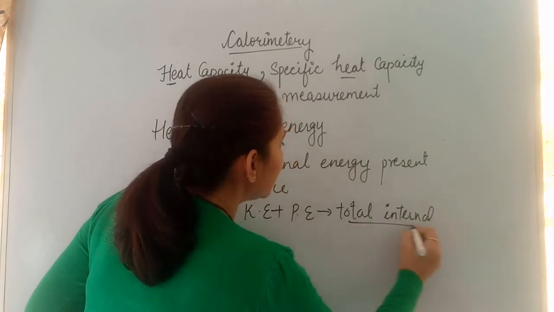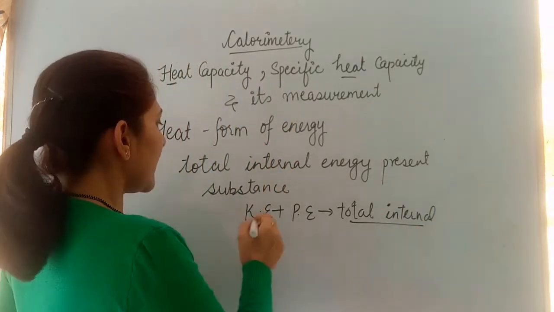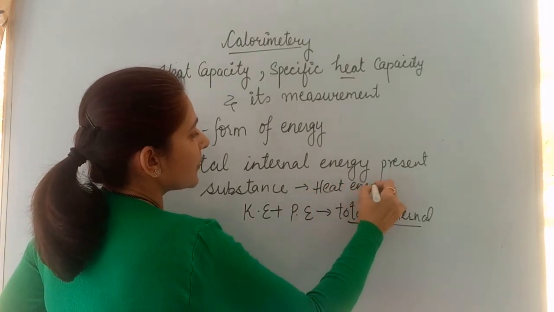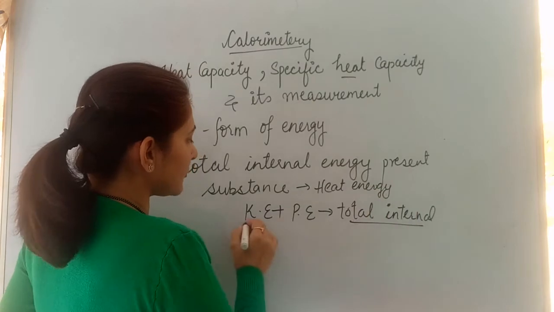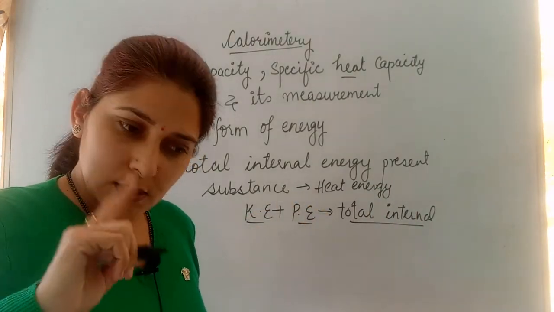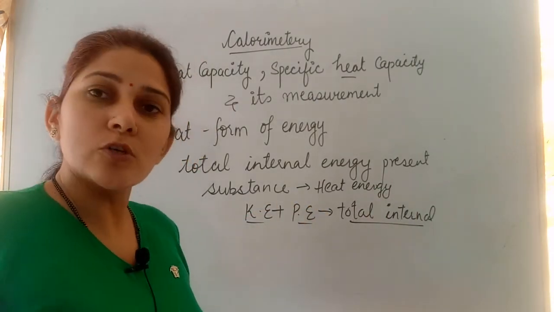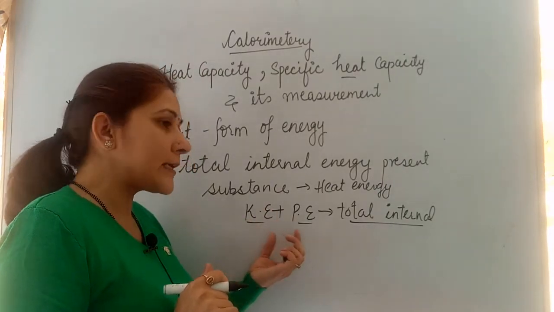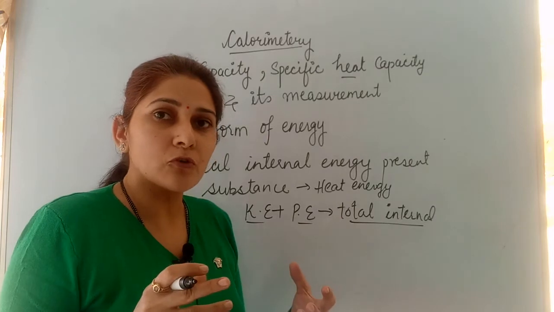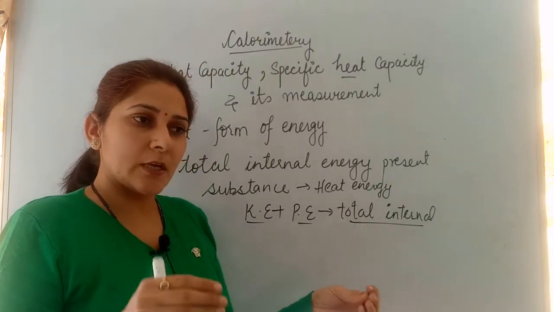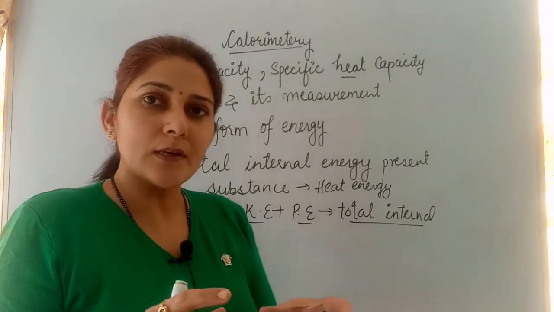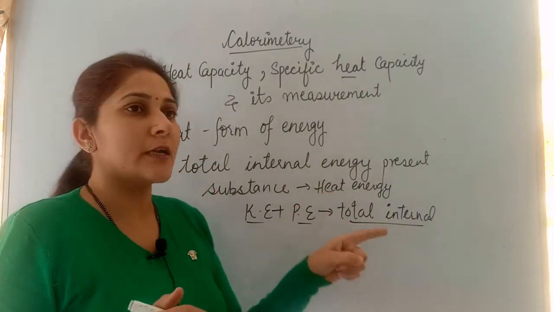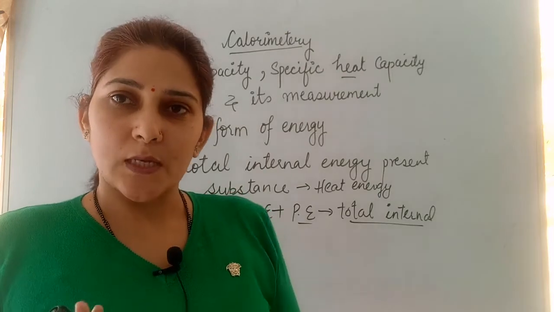So this total internal energy of a substance is known as the heat energy of the substance, because heat energy is possessed because of these two things. One is the total random motion of the particles. Just because of that, the particles possess kinetic energy, and because of the molecular force of attraction, they possess potential energy. So in total, whatever energy we are getting, we say that is the total internal energy, and that makes the heat energy present in the substance.